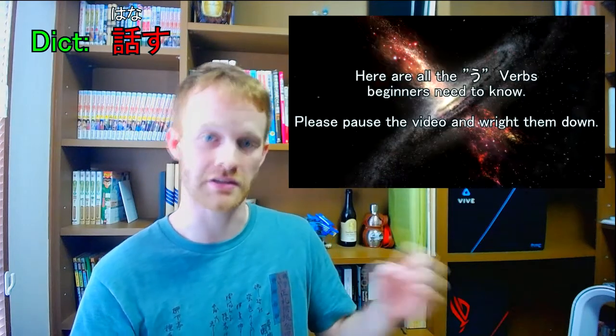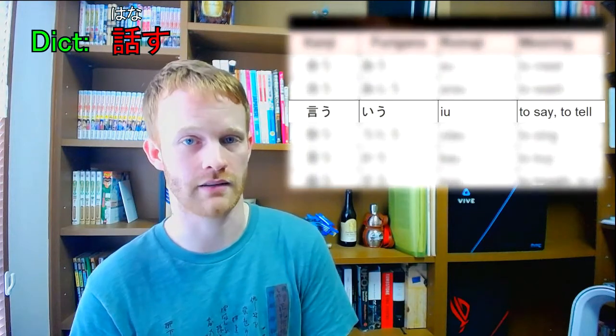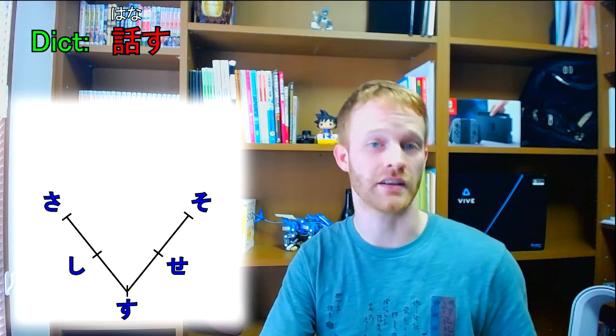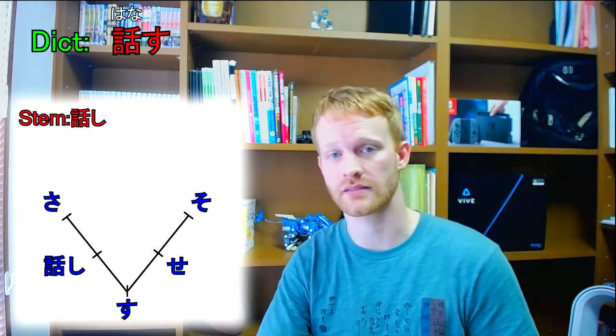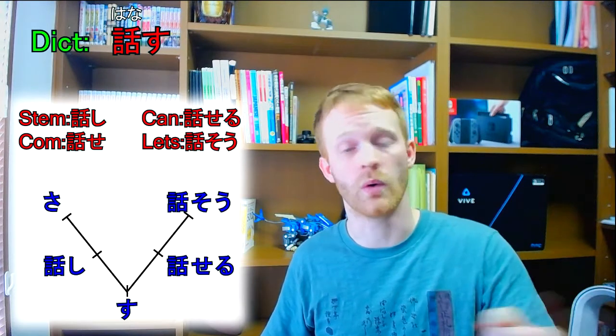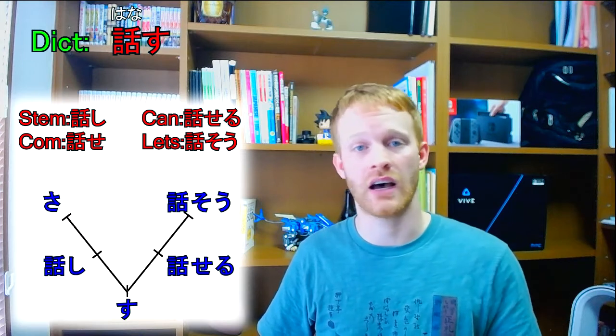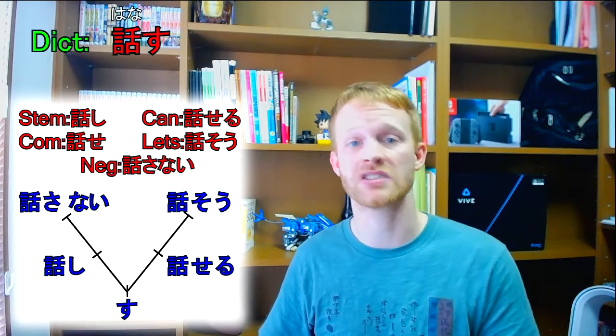Now remembering our kana chart, the next one is the S line. So to choose an example from here, I will say hanasu, meaning to speak. Now before I move on, I want to stress that this is different than iu, as I mentioned earlier as an example. Hanasu means to speak, iu means to say. Now then, going down the list, hanasu, or politely hanashimasu. Can speak, hanaseru. Commanding someone to speak, hanase. Let's speak, hanasou, or politely, hanashimashou. And finally, don't or won't speak, hanasanai, or politely, hanashimasen.